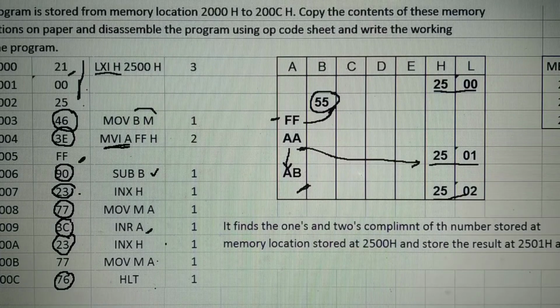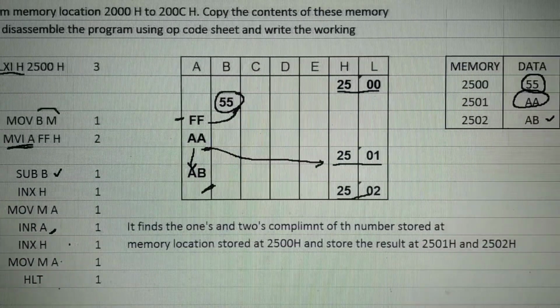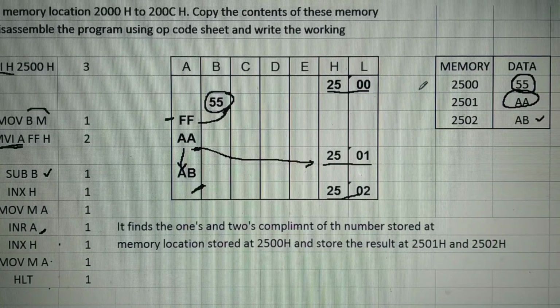It means the purpose of the program is to take the number from 2500, find its ones complement and store it at 2501, then find its twos complement and store it at 2502. This purpose you have to write.